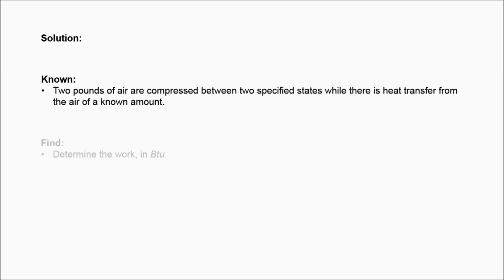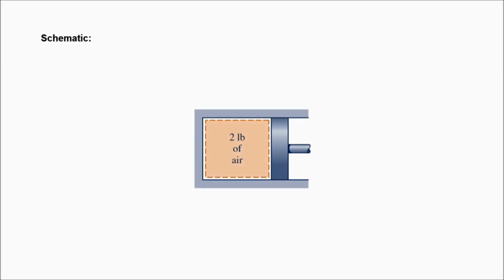The next thing to do is to summarize what we have to find. This is again the information we highlighted in green in a critical read of the problem statement, presented again as a bulleted list. Determine the work in BTU. The next step in the solution is to develop a relevant schematic. In this case, it was provided to us.